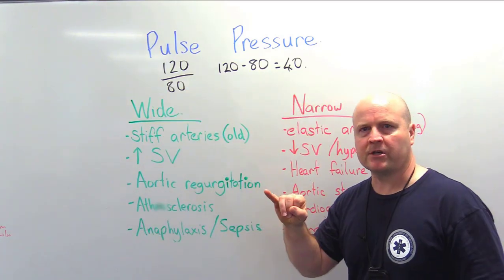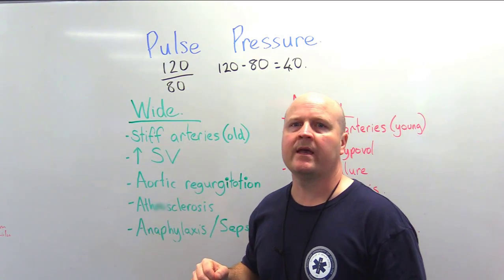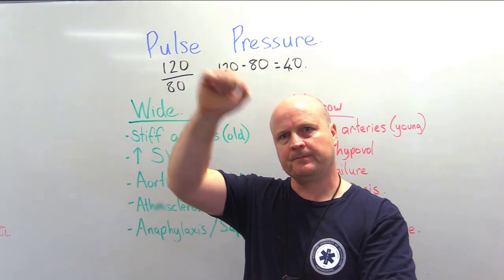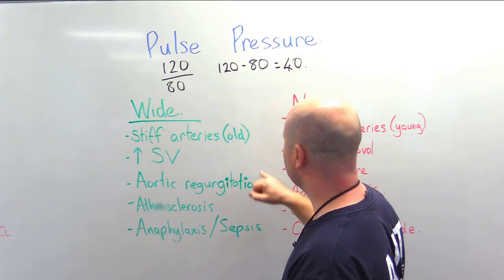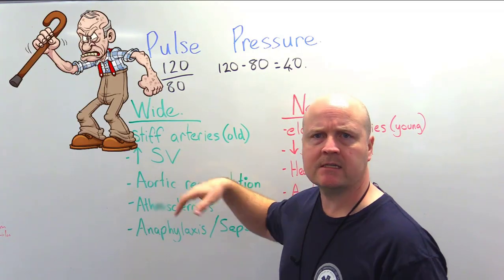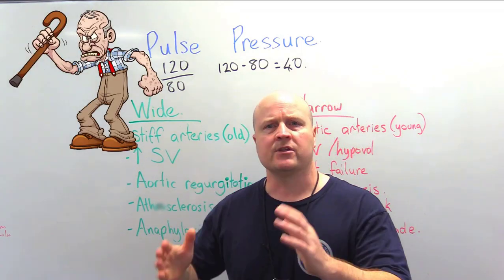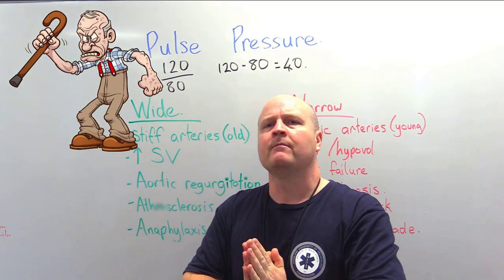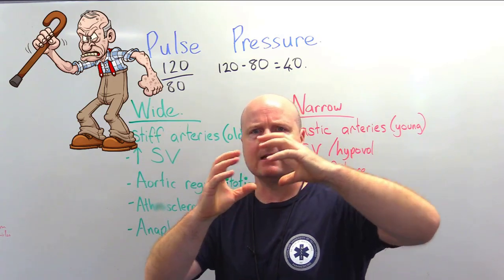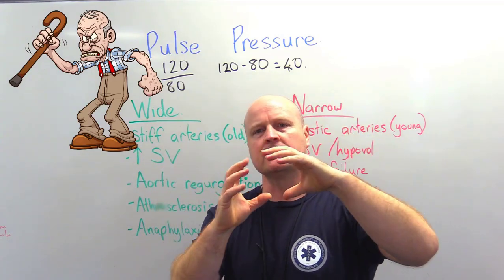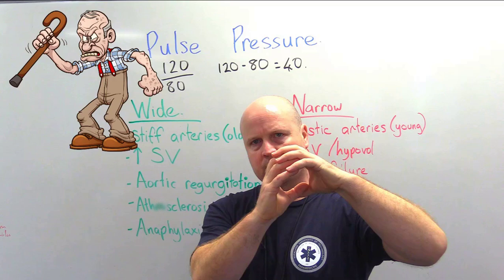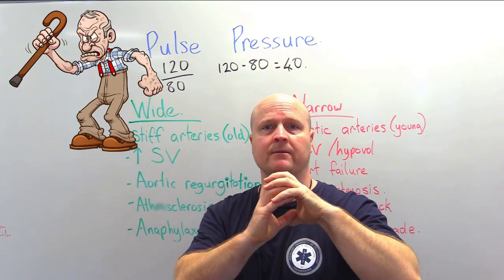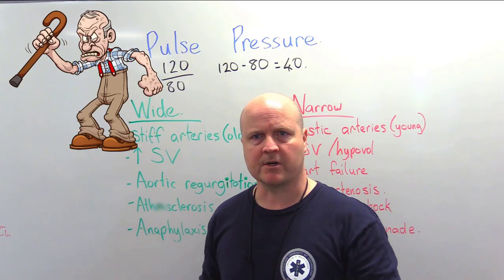A wide pulse pressure is going to be caused when our systolic and diastolic move further apart. An example of this would be as we age, our arteries get stiffer. So you imagine during systole, we squeeze blood out of the heart, but it's going into arteries that aren't elastic, so won't stretch. So the same amount of blood going into a smaller space that doesn't give is going to give higher pressure. Wide pulse pressure.